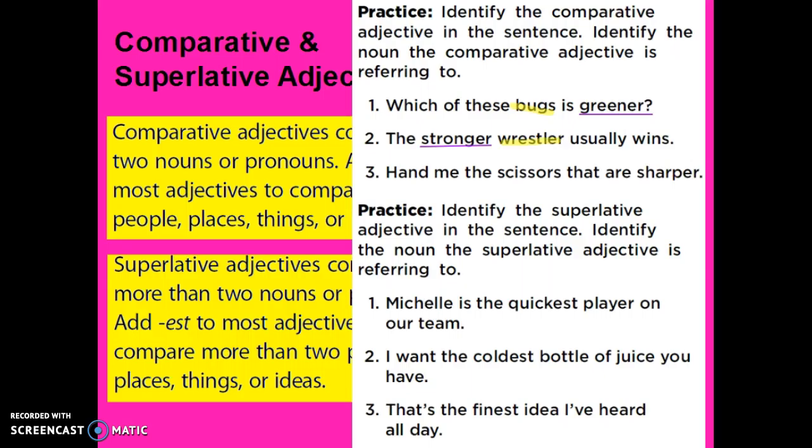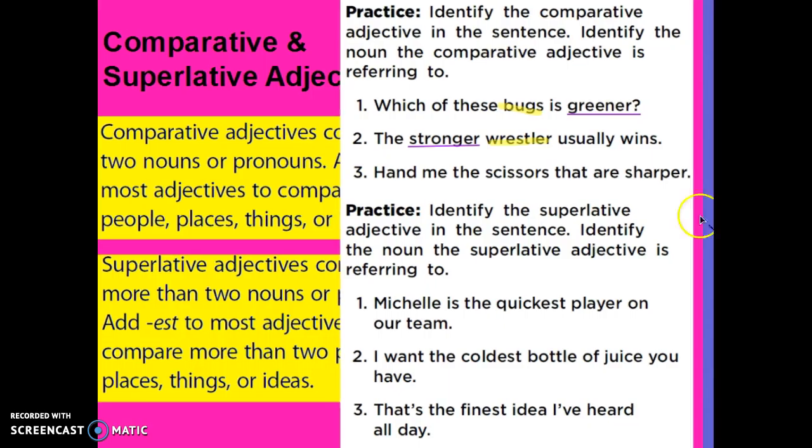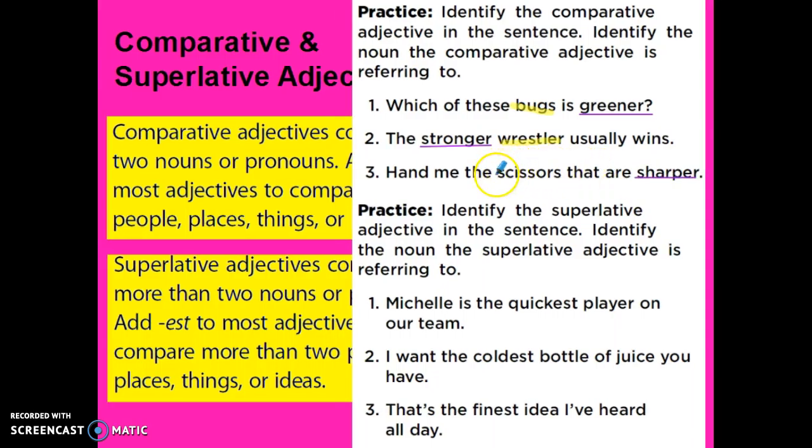Number three, the scissors that are sharper. So the word that's descriptive in this sentence, my adjective, is sharper. Ends with the ER, I know it's comparative. And sharper is describing the scissors.